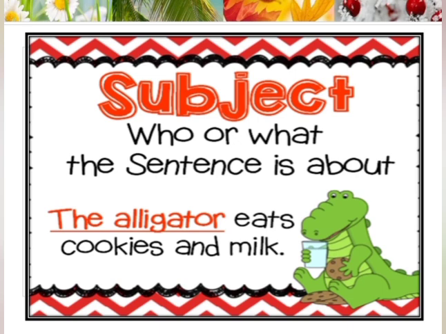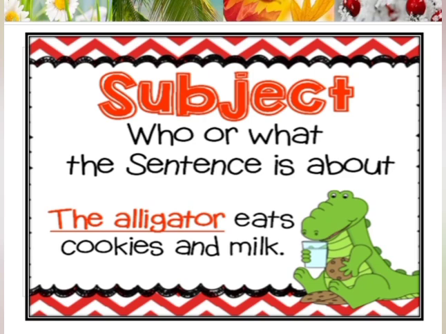Let's look at the example given here. The alligator eats cookies and milk. Now, in this sentence, who is doing the work? About whom are we talking? It's alligator. So that means this is the subject, because we are talking about alligator here and alligator is doing the work, that it's eating cookies. So alligator is the subject.